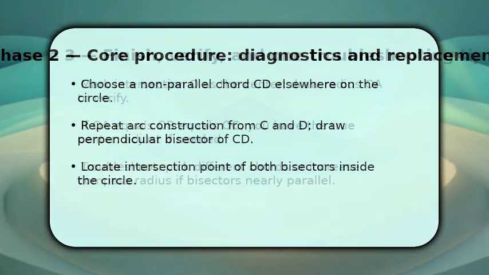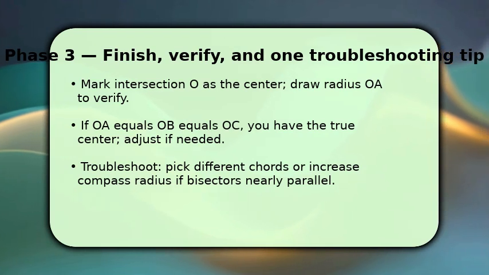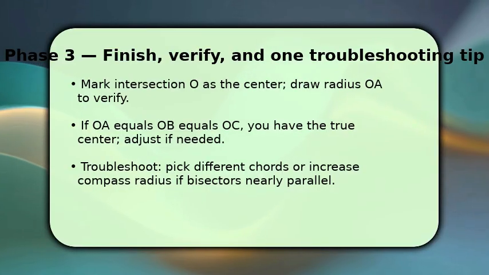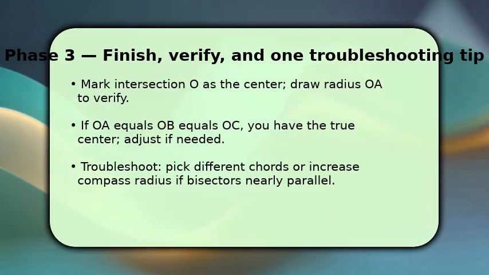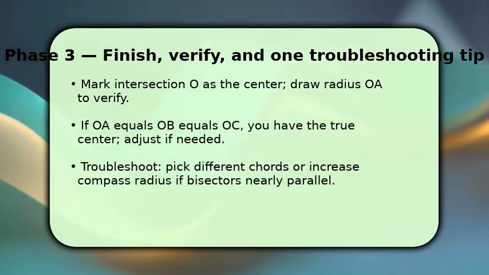Finally, mark the intersection O as the circle's center and draw a radius from O to any original point, for example OA. Measure or compare OA, OB, OC to confirm they are equal. This equality proves you found the center.